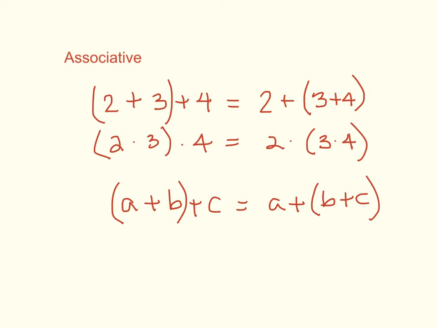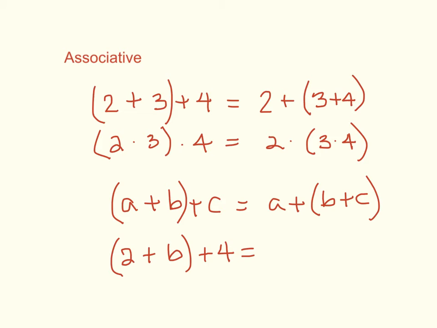So this is associative. Now, as we get into algebra, you're going to have combinations of letters and numbers, and that's where this makes a lot more sense. Right now, it doesn't look like it has a purpose. But when you have a combination, let's say 2 plus B plus 4, I might want to change that. In fact, I might want to use 2 different properties at once.